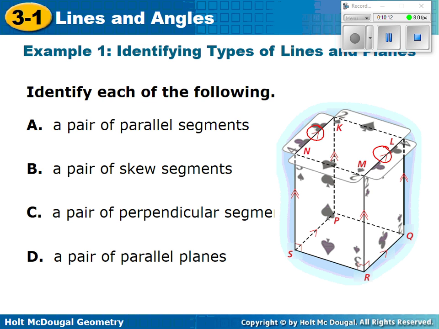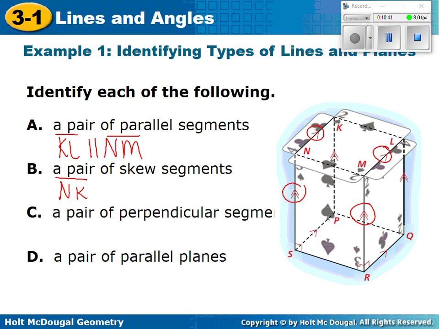Okay, so KL and NM would be parallel. But again, notice that we do have some parallel markings, so I would look for those. We've got them here, we've got them here, and that can guarantee that you're not making a mistake. Okay, give me a pair of skew segments. Let's go with Marcus. NK and RM, very good.